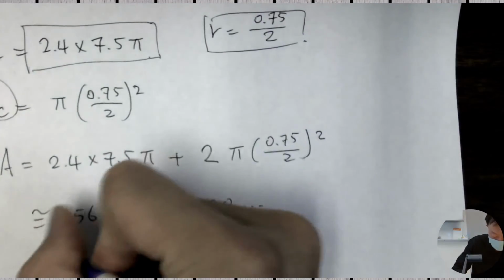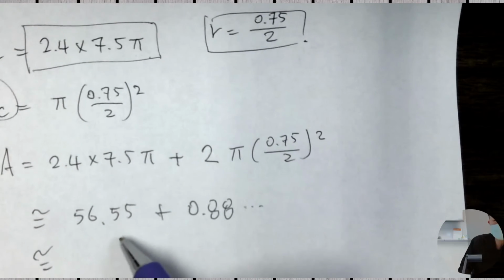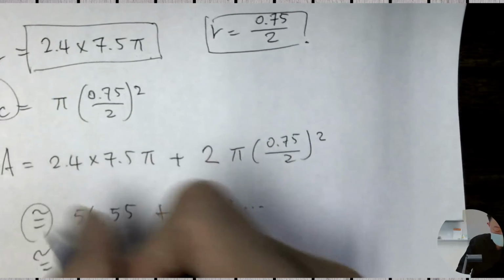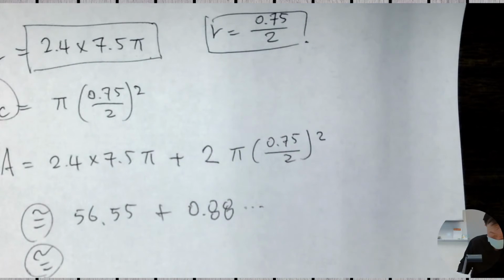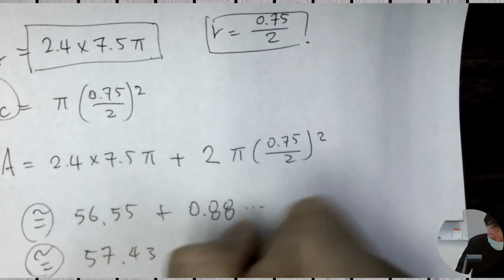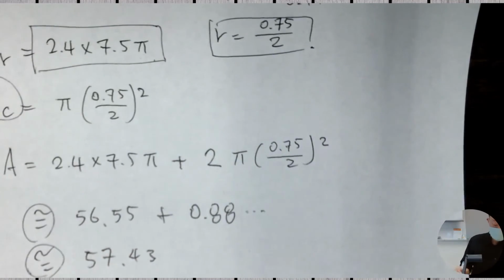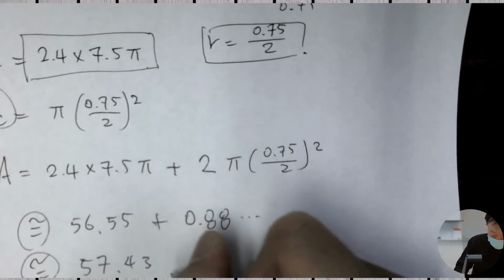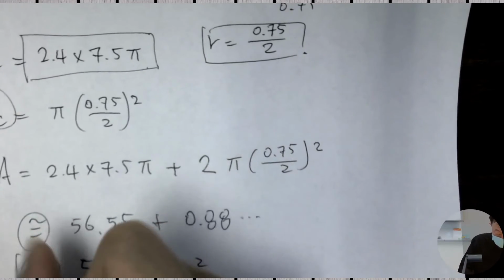And if I were to add these 2 numbers together, notice that we are losing precision here. So be sure to use approximately equal to and not equals to. 56.55, I would have approximately 57.43. And the unit would be meter square.